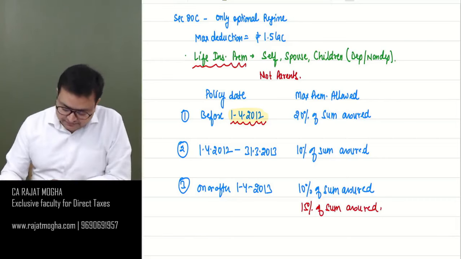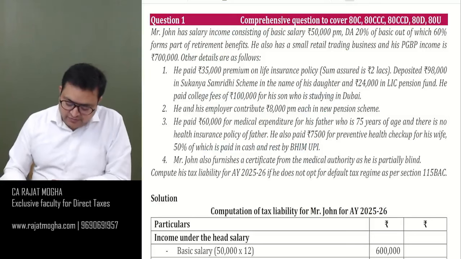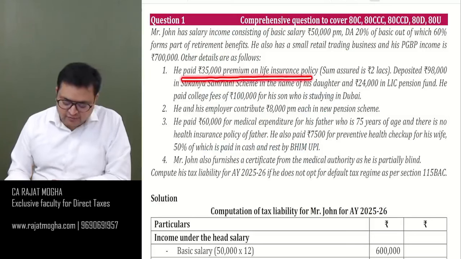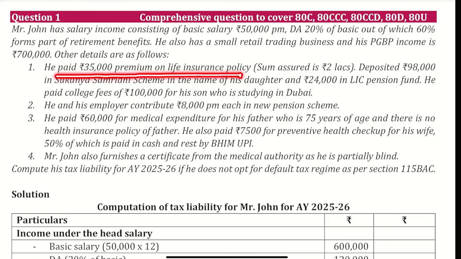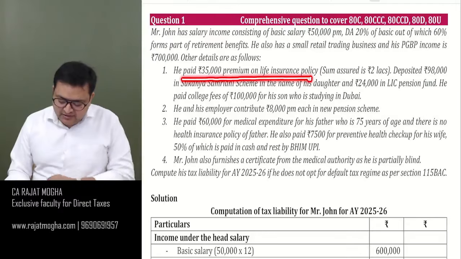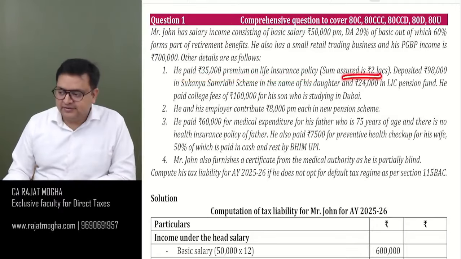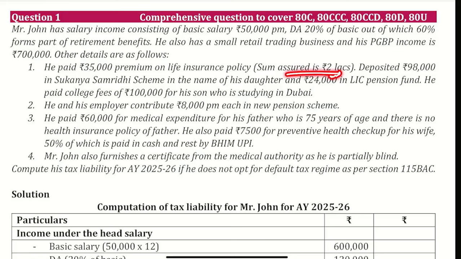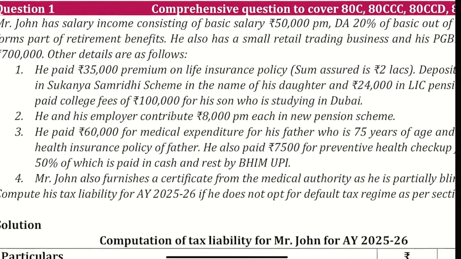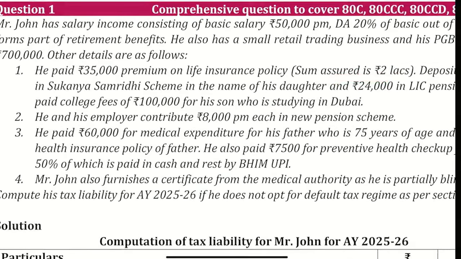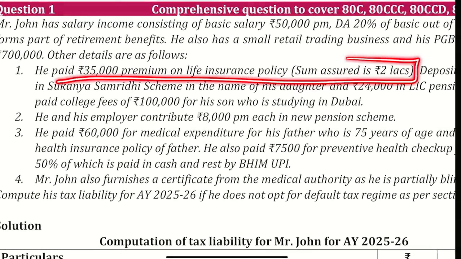Now, coming back to the point, he paid 35,000 premium on life insurance policy. Okay, 35,000 premium is paid. Sum assured is 2 lakh. As of now, I have not read the entire question. Sum assured is 2 lakh. Tell me if nothing is mentioned about the date, everybody tell me how much you will allow in 80C, how much you will take.